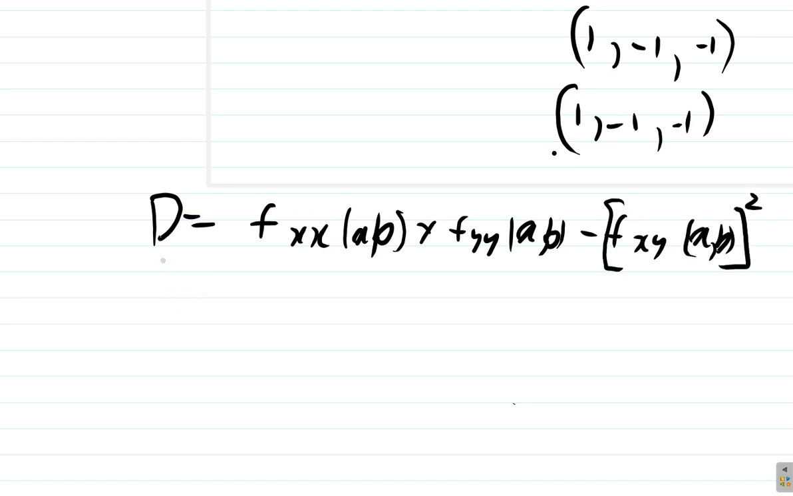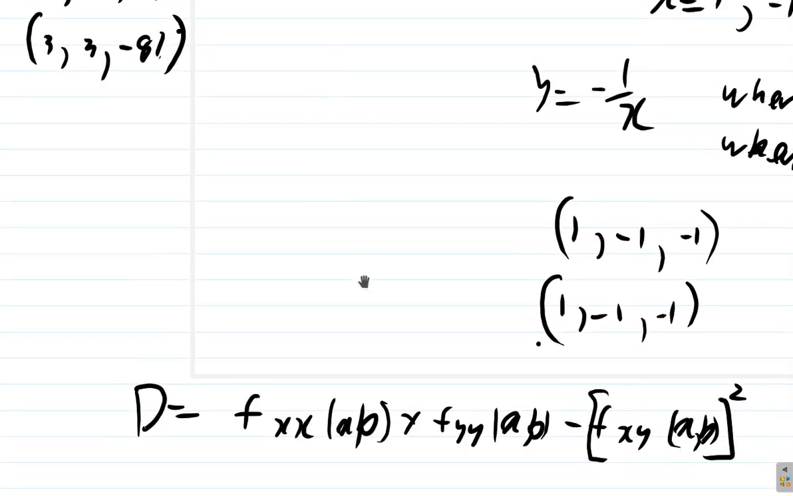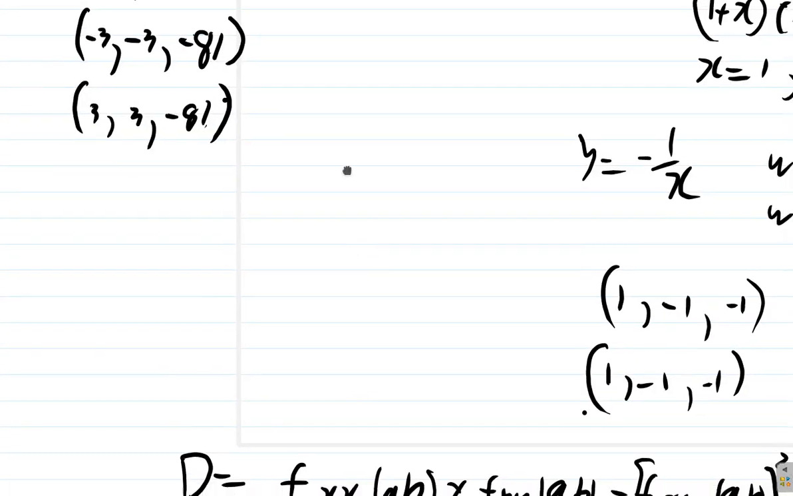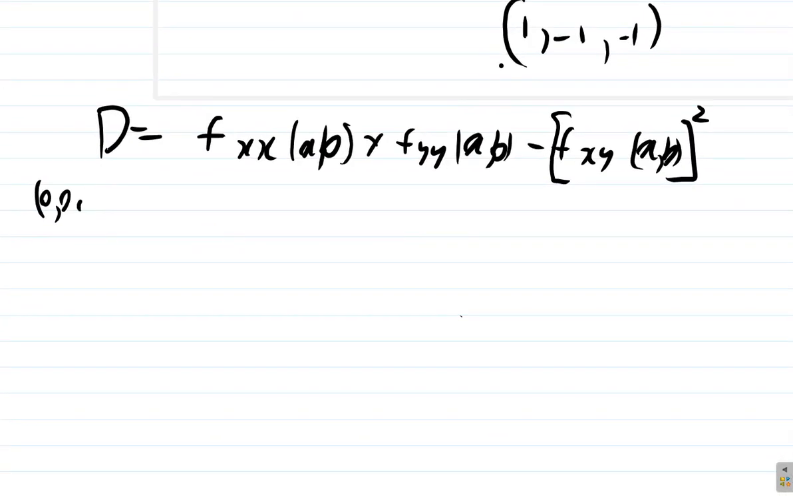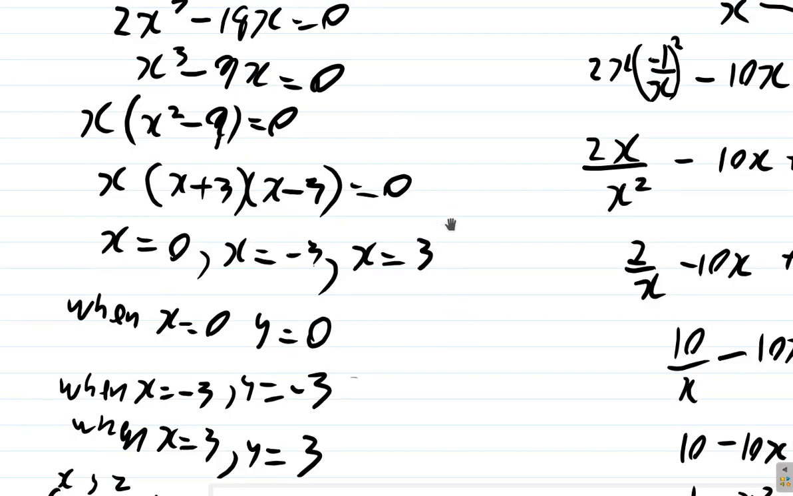So at 0, 0. At 0, 0, 0. D would be, now f of xx here.